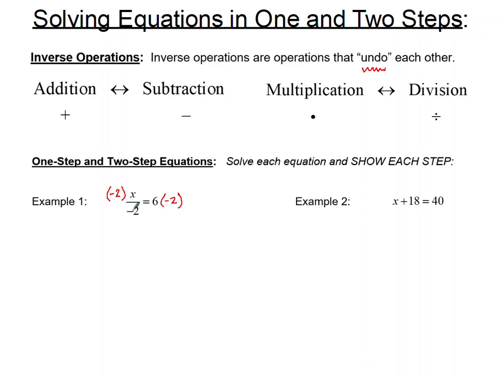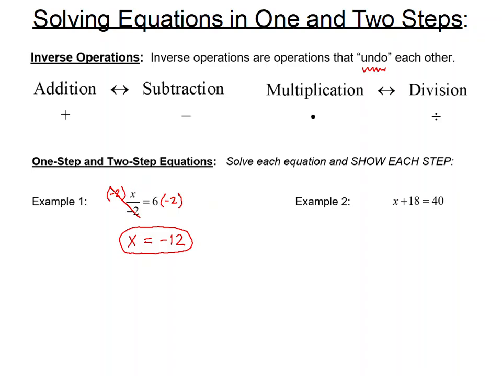-2 divided by -2 would be 1. They undo each other, and 1x would be all that's left. Then, of course, our equal sign, and then some math over here. 6 times -2 is -12. And that's it. That's a one-step equation. We just multiplied -2 on both sides.